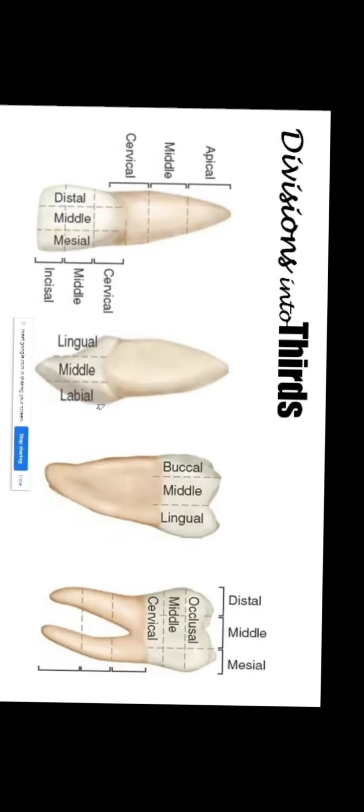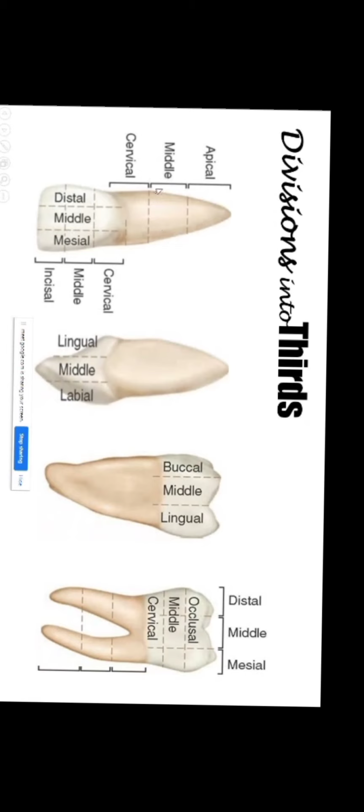Next, divisions into thirds. Guys, these are just imaginary lines where you divide the tooth in thirds. Again, imaginary lang ni. What is the purpose of dividing the tooth in thirds? For better understanding, para mas makasabot ka og dali, like when you locate something. That's why we divide the tooth in thirds.